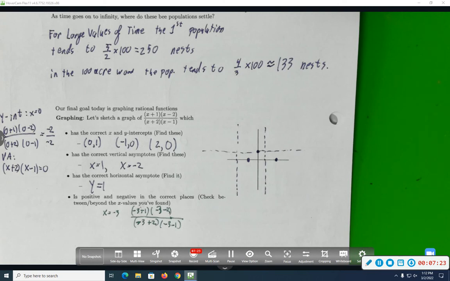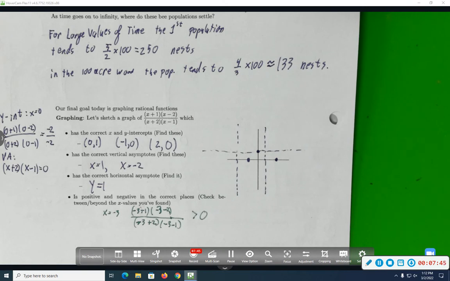Next piece. So I see a negative times a negative, that's positive. Divided by a negative times a negative, that's positive. So I see positive divided by positive, which is great. So that tells me that for everything to the left of x equal to negative 2, it is always positive.